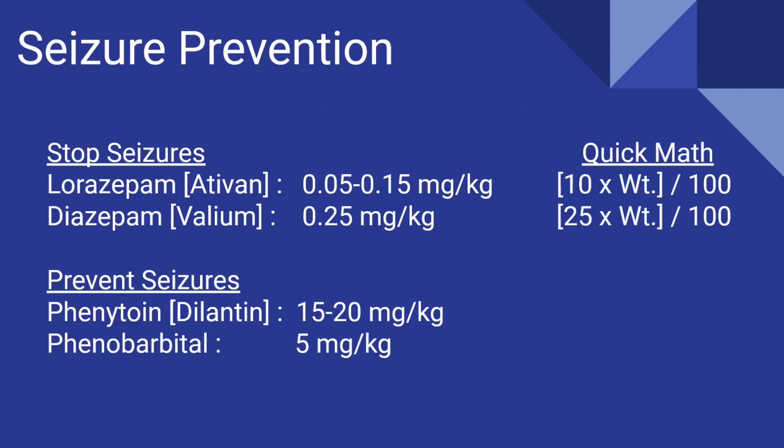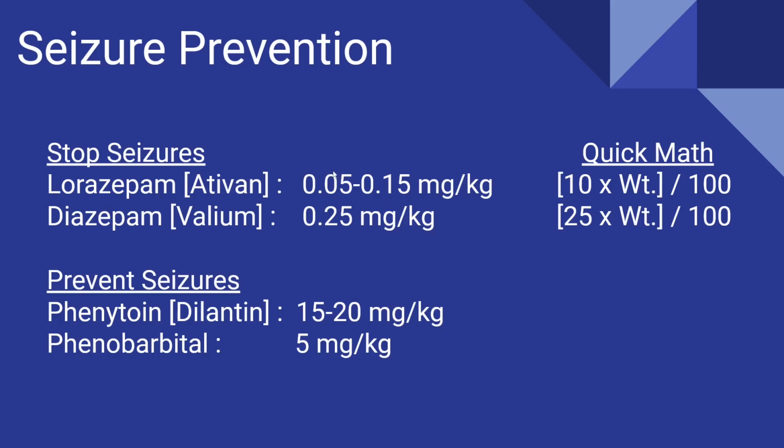So we'll commonly use Ativan at 0.05 to 0.15 milligrams per kilogram, so weight-based for all of this. And Valium's slightly higher as far as milligrams go. So a quick way to do the math on that is multiply the weight by 10 and then divide it by 100, right, for Ativan.